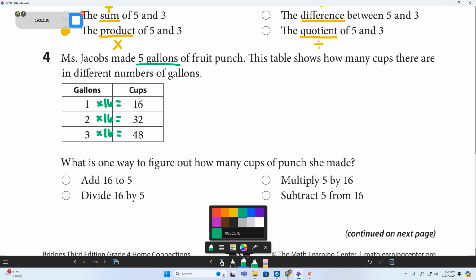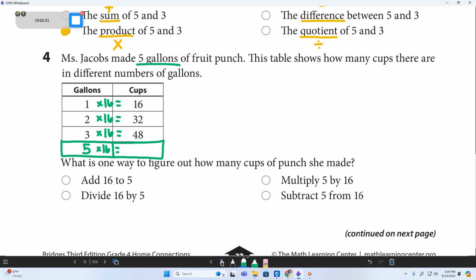Well, if she made 5 gallons, can you imagine another row here? And if we wrote 5 gallons, wouldn't we have to do the same thing? 5 times 16, right? And notice that they're not even asking us what the answer is. They're just asking us how we would figure it out. And we would do 5 times 16. All right, let's take a look at page 28.